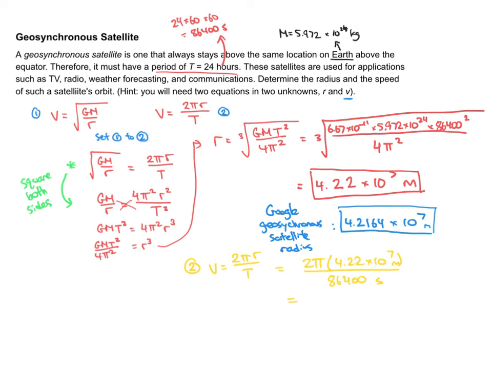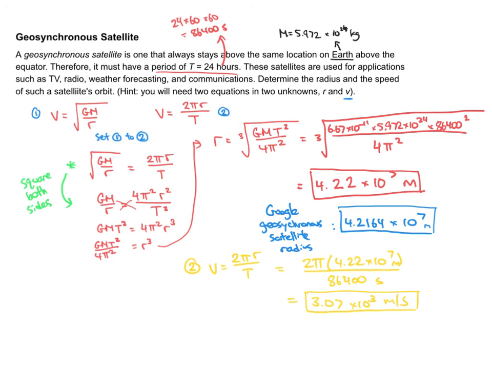Okay, coming up with 3,071, so I'll say 3.07 times 10 cubed meters per second. About 3,000 meters per second, roughly speaking. I guess might as well just Google that as well. So I'll Google speed of geosynchronous satellite. Oh, it's giving me miles per hour. Okay, it's giving me about 7,000 miles per hour. So let me convert 7,000 miles per hour to meters per second.